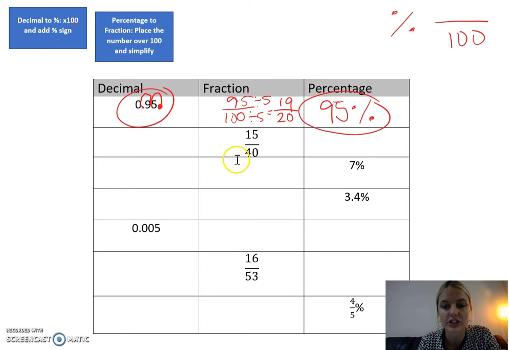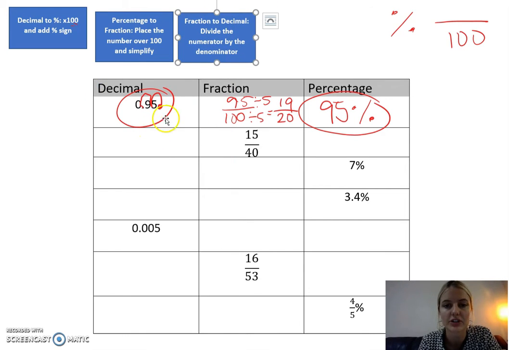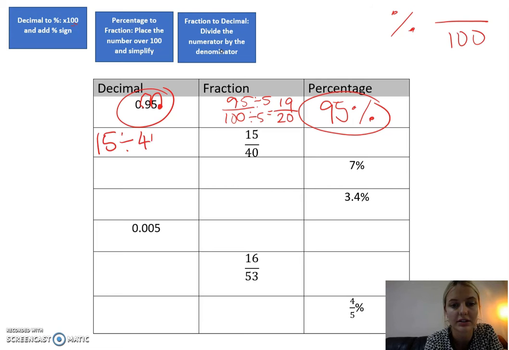So we're given a fraction here and we're asked to create a decimal and a percentage to the same value as 15 over 40. Now going from a fraction to a decimal is quite fast, so I'm going to do my decimal first. Going from a fraction to a decimal, you just divide the numerator by the denominator. So 15 divided by 40. You can do that using short division or your calculator.